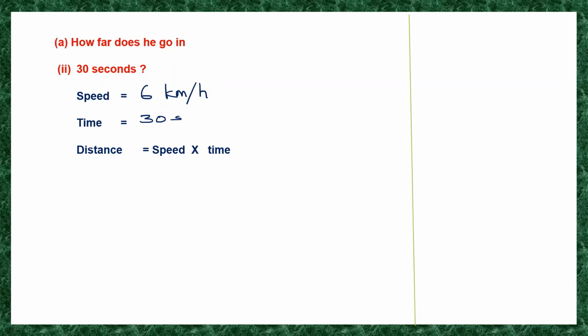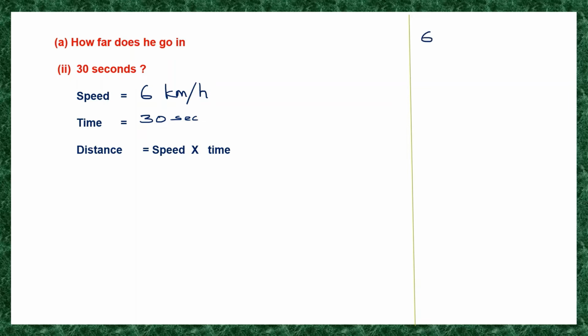Since we've been asked to find how far he goes in 30 seconds, we will leave the time as 30 seconds itself. And we will convert the speed, which is in kilometers per hour, to meter per second so that all the units are the same. And then we will apply this formula.